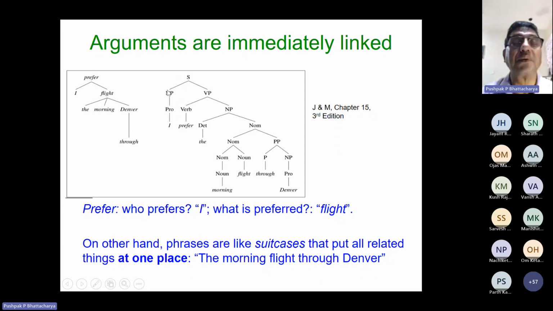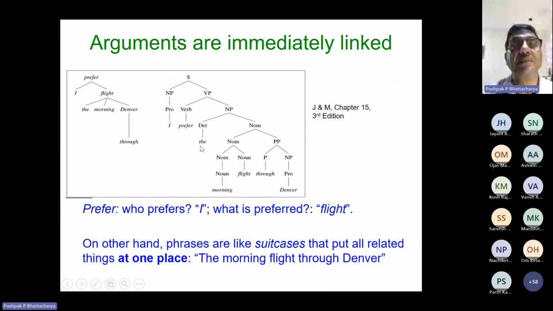It is 1, 2, 3, 4, 5, 6, 7, 8, 9, 10, 11, 12, 13, 14, 15, 16, 17, 18, 19, 20, 21, 22, 23. So there are 23 nodes in this tree, whereas here you have just 8 nodes. No, you have 3 and 3, 7 nodes in the dependency tree. So it is much more compact.